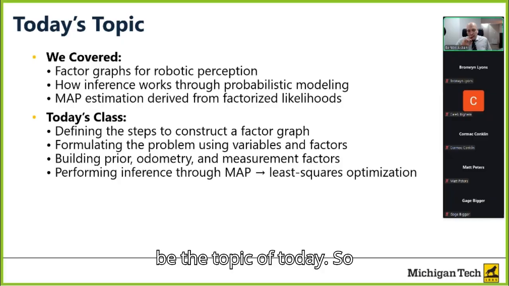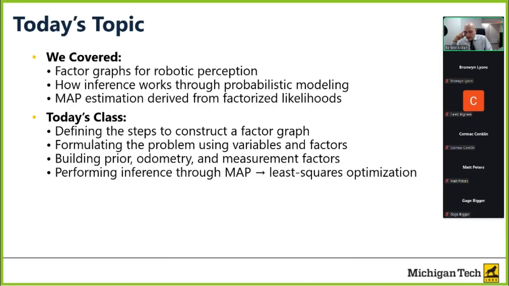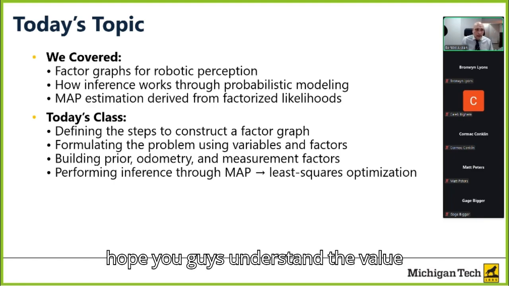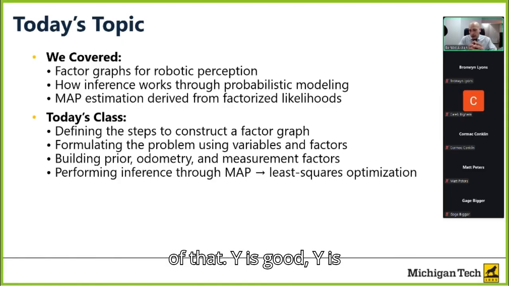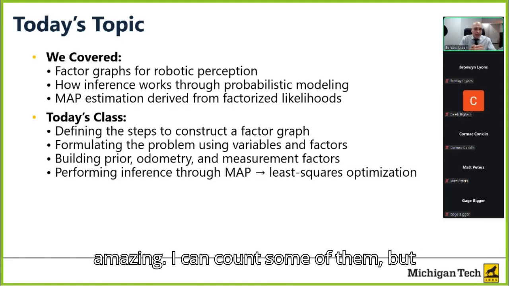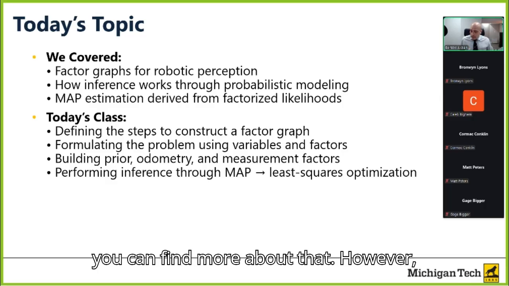That's going to be the topic of today. So let's see how we can go forward. But anyway, factor graph is a very good method for robotic perception. I hope you understand the value of that. Why is it good? Why is it amazing? I can count some of the reasons, but you can find more about that.